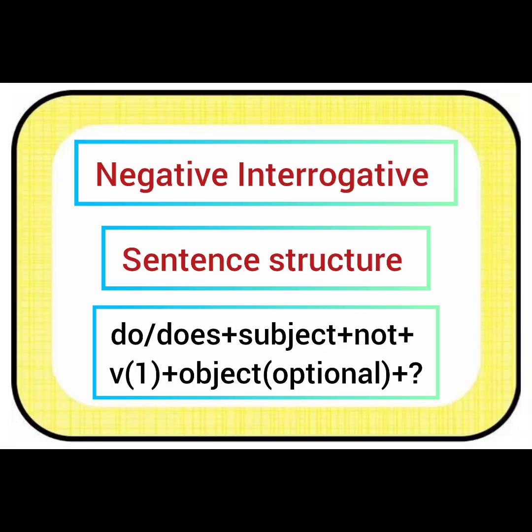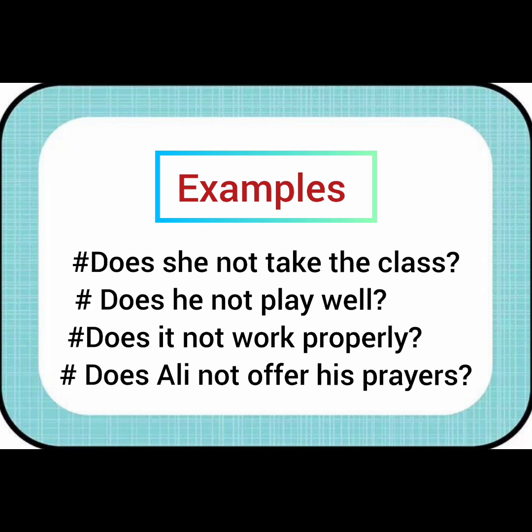Now next is negative interrogative sentences. And the sentence structure is do, does plus subject plus not plus first form of verb plus your object. For singular subjects, examples are does she not take the class? Does is used for asking a question, then subject she is there, then use of not as a negation word is there, then first form of verb and then the object. Does he not play well? Does it not work properly? Does Ali not offer his prayers?